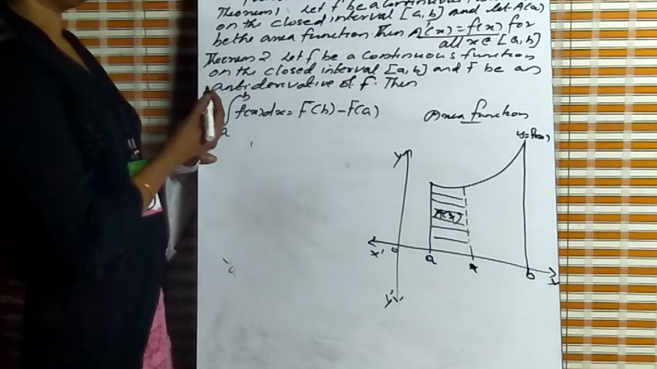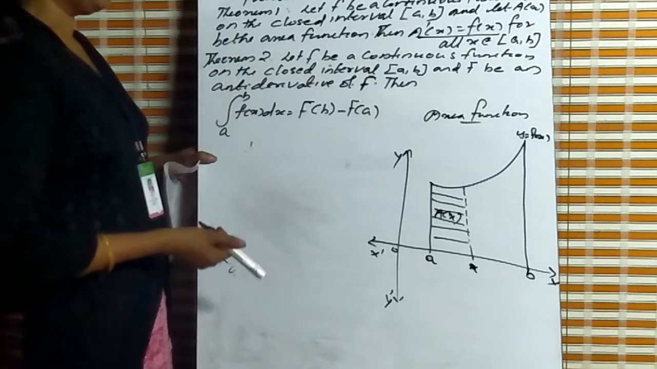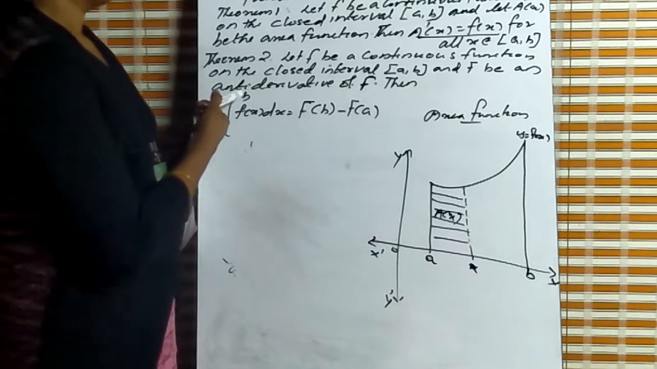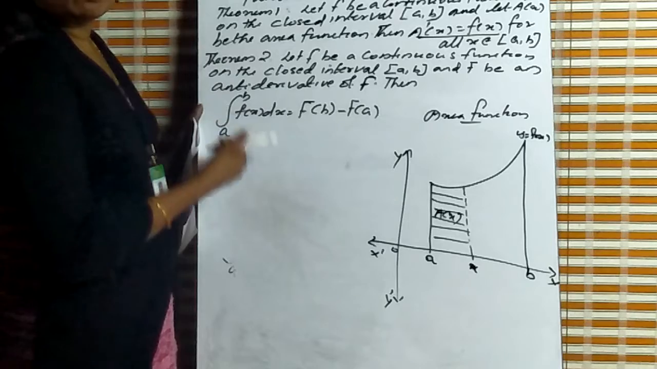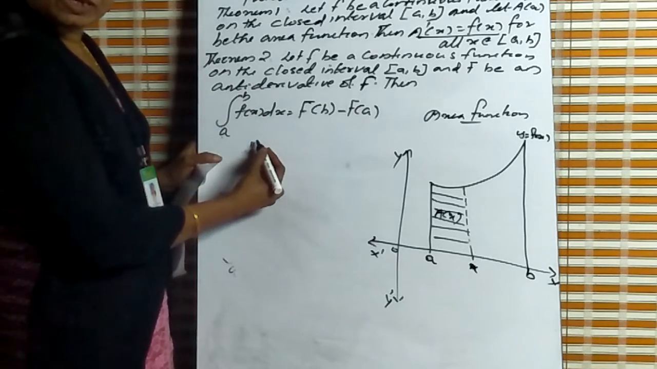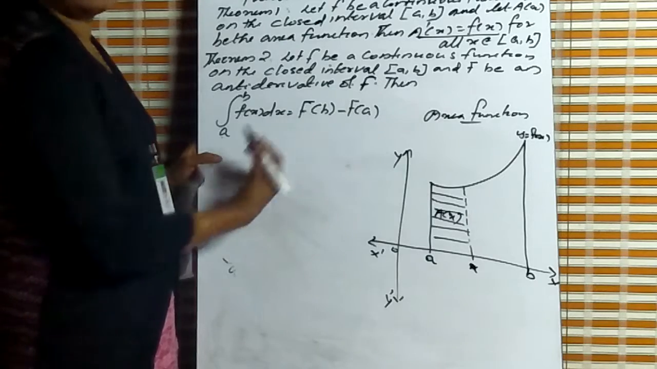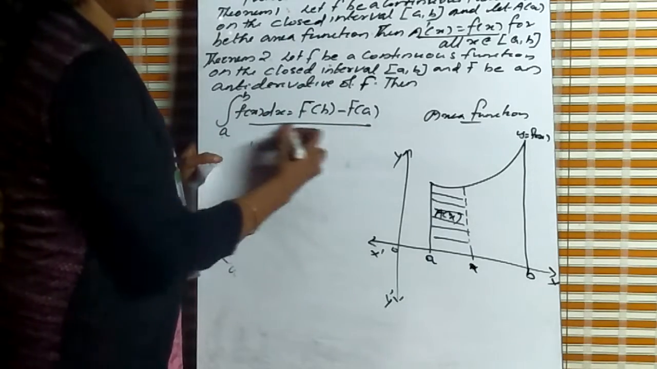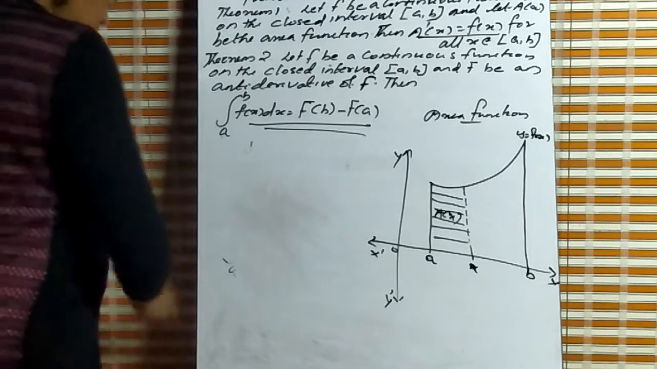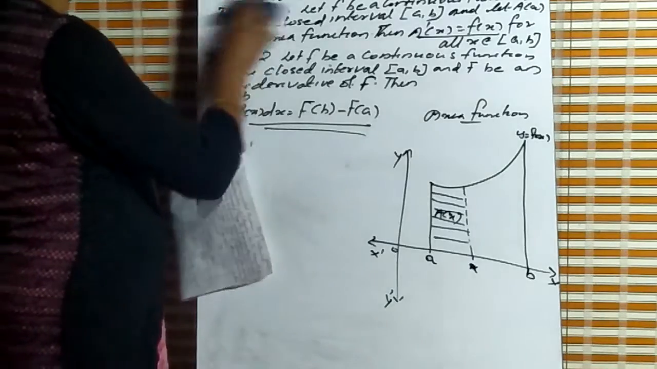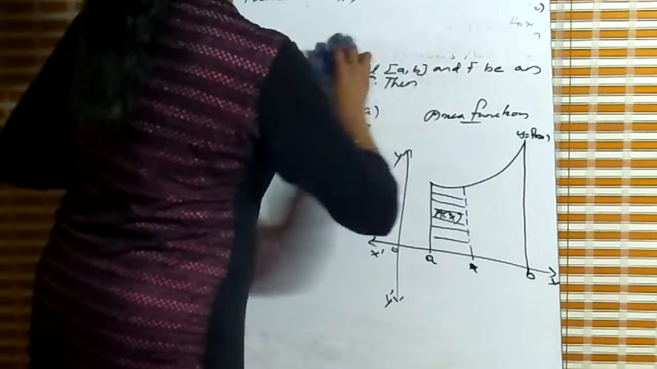Theorem 2: Let f be a continuous function on the closed interval [a, b] and F be an antiderivative of f. Then the integral from a to b of f(x) dx is equal to F(b) minus F(a). This is theorem 2. Now we are going to solve problems.